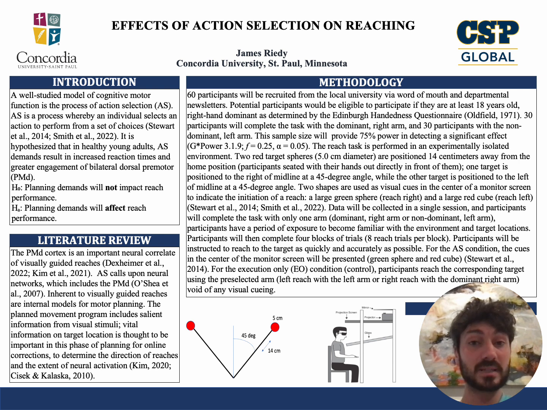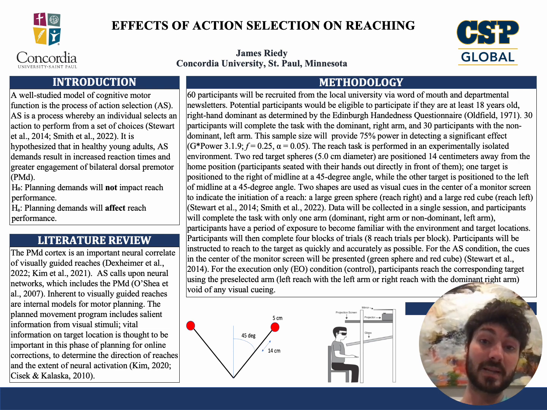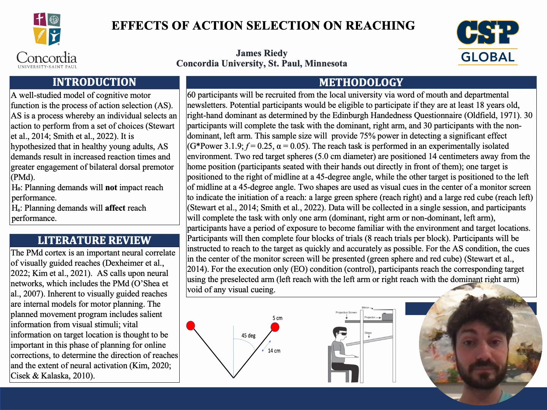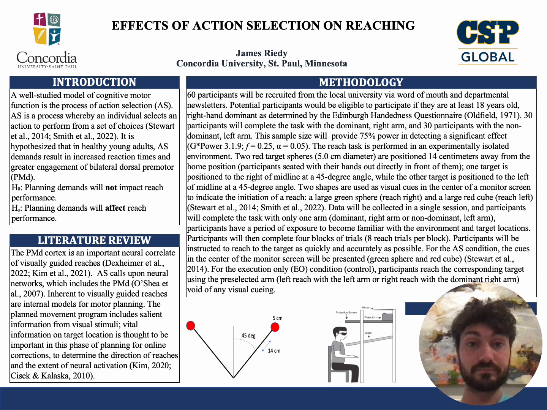We chose the number 60. It will provide us with 75% power, and also 30 participants who are right-hand dominant can perform the task with their dominant right arm, and 30 participants who are right-hand dominant can use their left arm for the task. So we have a non-dominant and a dominant component. All the participants will be required to provide written informed consent through the IRB at Concordia.